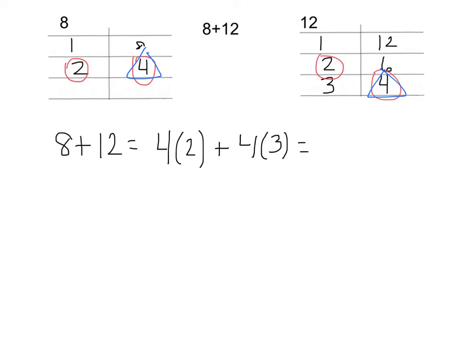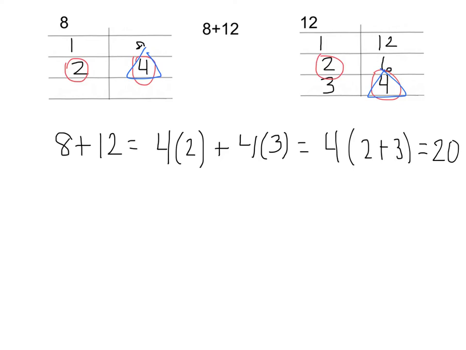And now, because 4 is the greatest common factor that both 8 and 12 share, we can put a 4 here and do 2 plus 3 in parentheses. The 2 and the 3 came from the 4 times 2 plus the 4 times 3. I just took the 2 and the 3 and put them together in the same set of parentheses. And this equals 20.